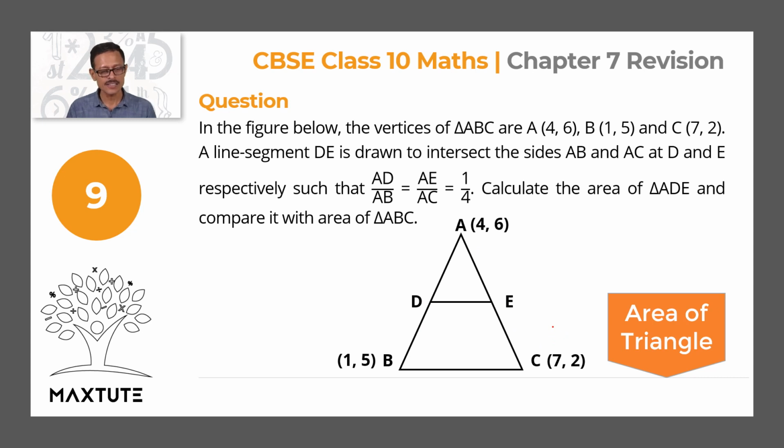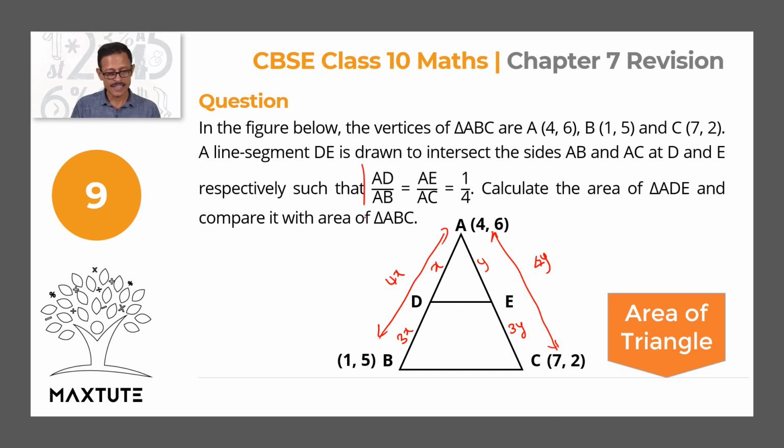Very clear. Such that AD by AB is equal to AE by AC is equal to 1 by 4. Just make sense of it. AD, if it is X, then they are saying the entire AB is going to be equal to 4X. Which means what will DB be? That's going to be the balance, which is 3X. AE by AC, let's say AE is equal to Y. Then AC, according to this, is equal to 4Y. Which means EC is going to be equal to 3Y.